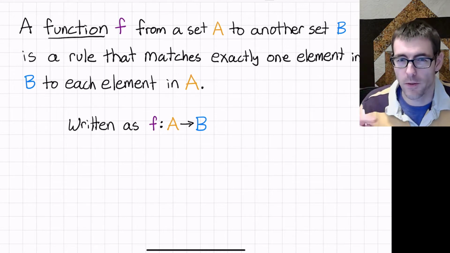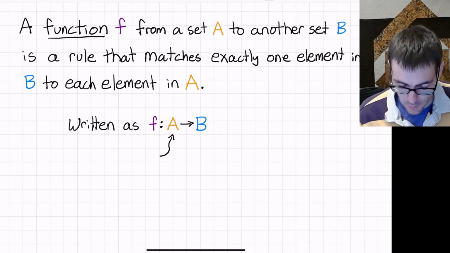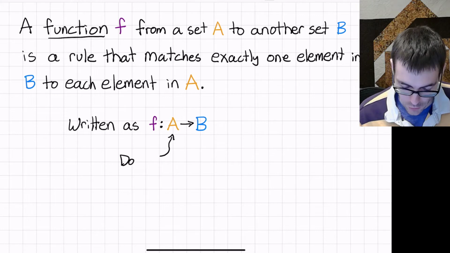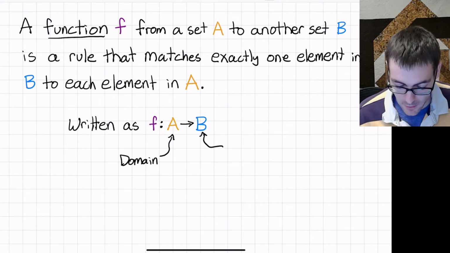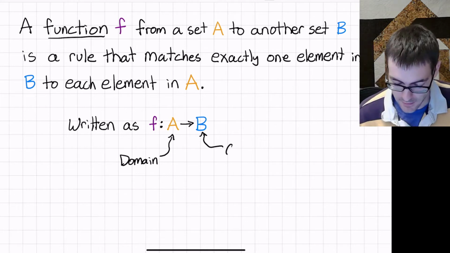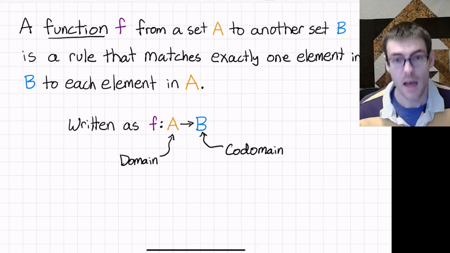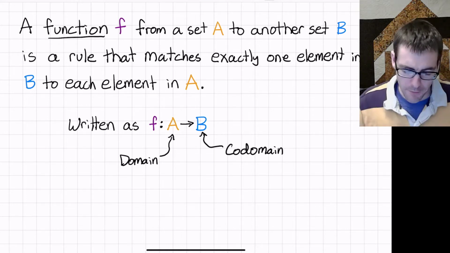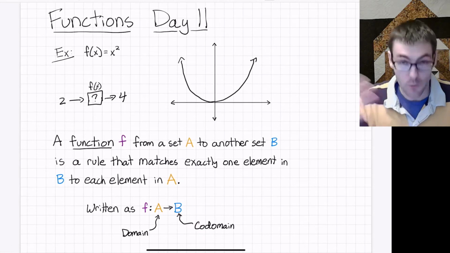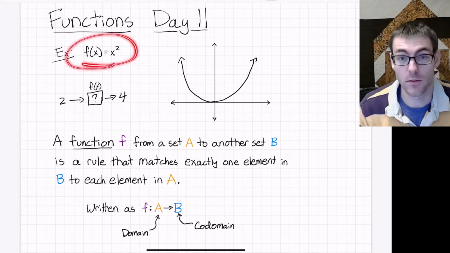A little bit more terminology, this A, this original set, we'll call the domain, while the B, the set that is the target set, is the codomain. And we'll be talking more about what happens when we change what these sets are. But for now, let's go back to our original example, this f of x equals x squared.